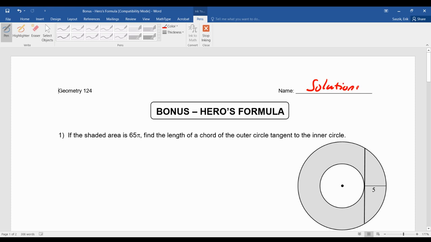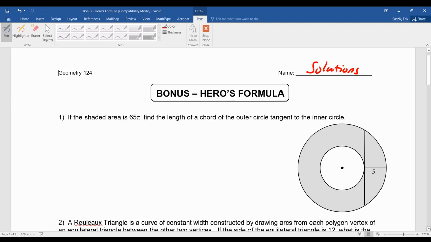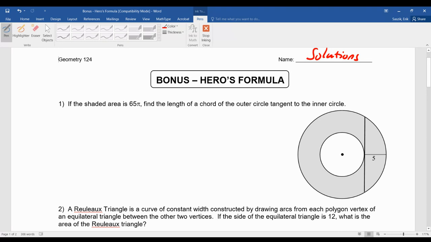Okay, so this is going to be a relatively short lesson on Hero's formula. We're not going to get really heavy into it. You have a couple homework problems from the 12.5, the ratio of areas. You'll have 3 from this.